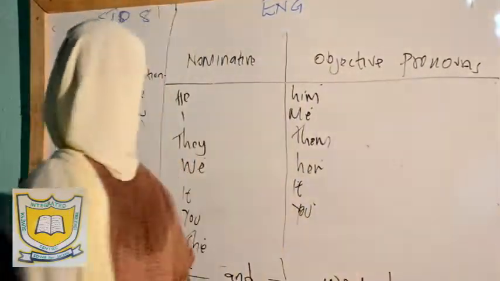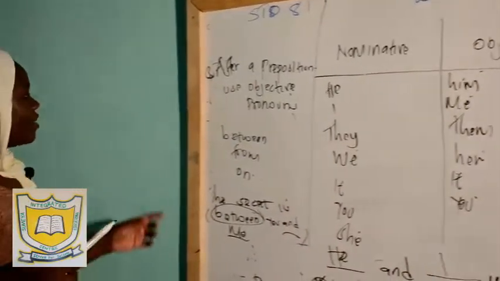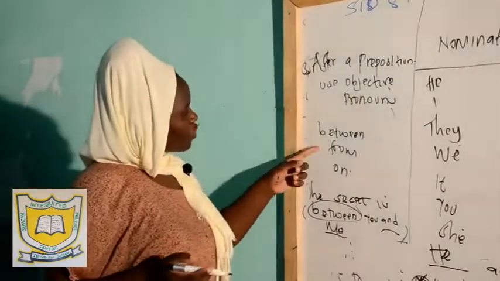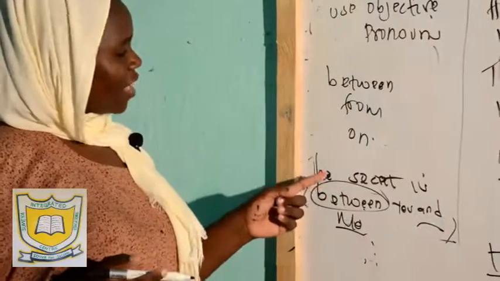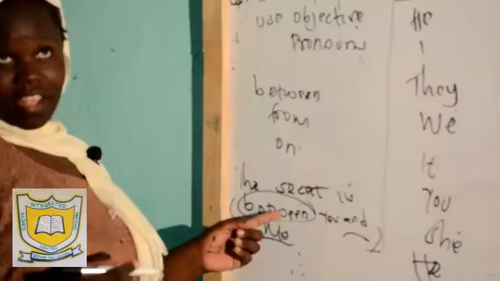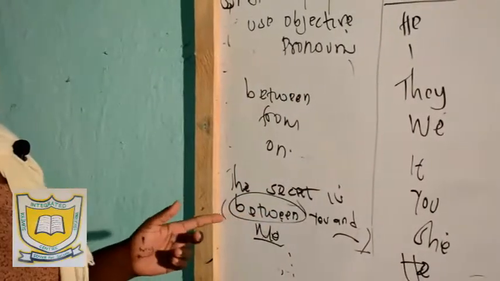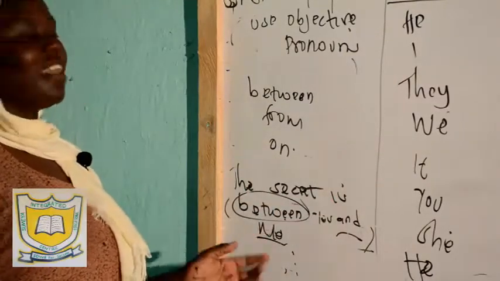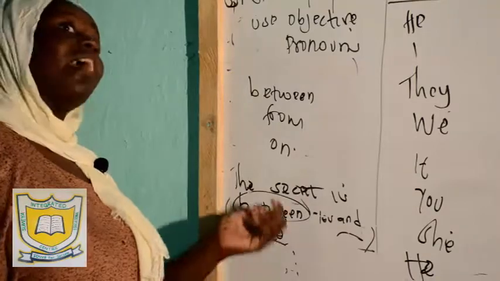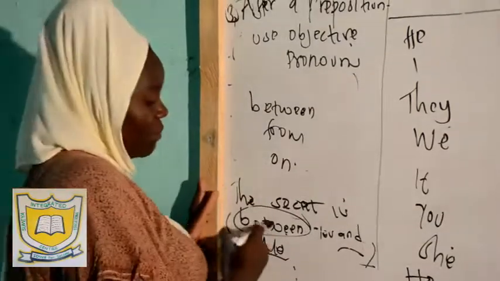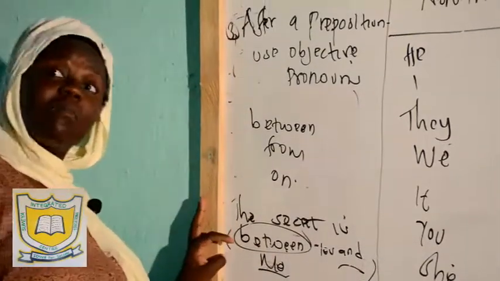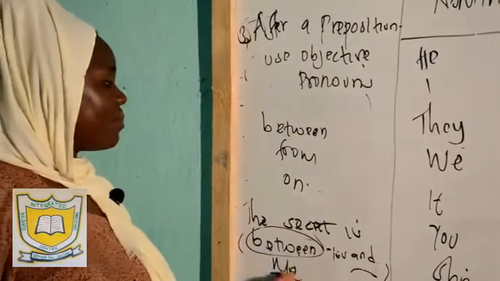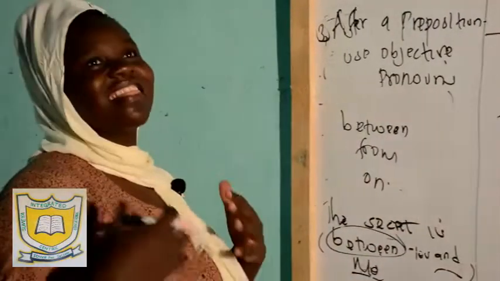Between, from, on. Are you getting that? So you say between, from, on. Any moment you see a preposition, follow it with an objective pronoun. The secret is between you and me, especially between. Me is used after between. Any moment you see between, just know one of the answers must be me. So you have, the secret is between you and me.